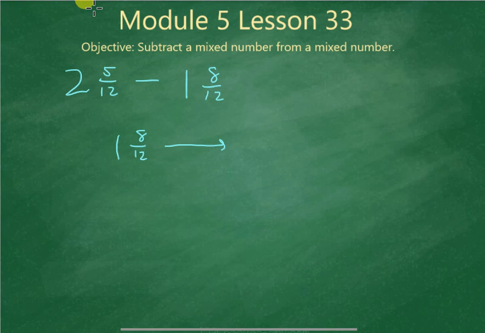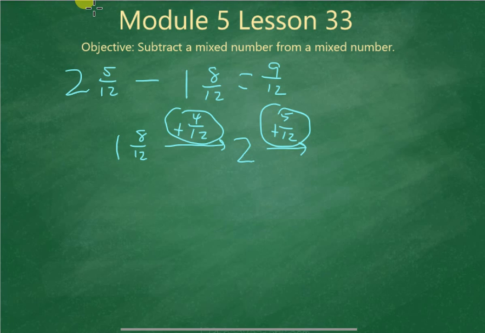All right, well, how much do I have to add to get to the whole number 2? I have to add 4/12. And then to get to 2 and 5/12, I need to add 5/12. So my answer is just going to be, I don't have any whole numbers here. I just have to add this number and this number. So my answer is going to be 9/12.